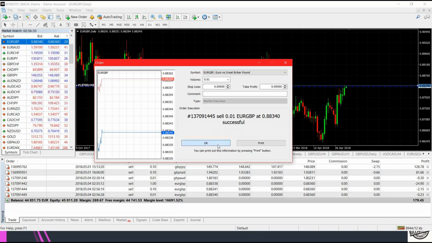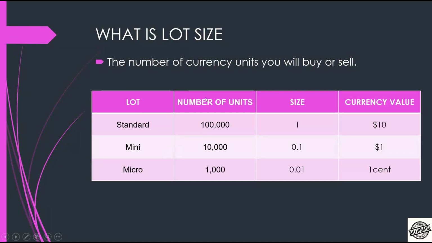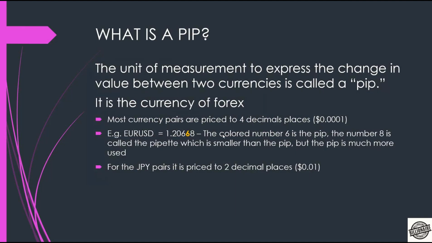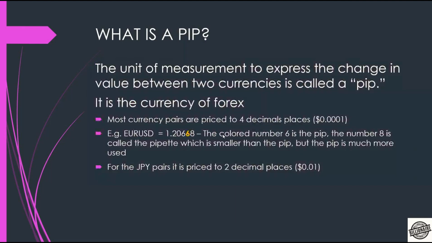It also depends on certain other parameters which I will show you as we progress. So that's one for you to have at the back of your mind. Just know that lot sizes are your position sizes, the stake that you put in the market to trade. When the market moves in your favor by a certain pip, you're going to make money. If it goes against you by a certain pip, you're going to lose money.